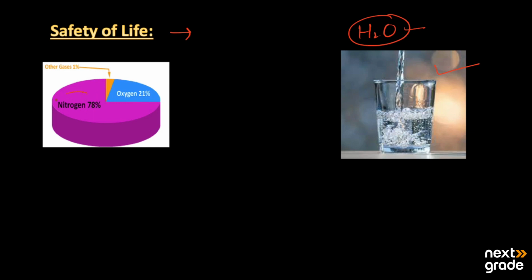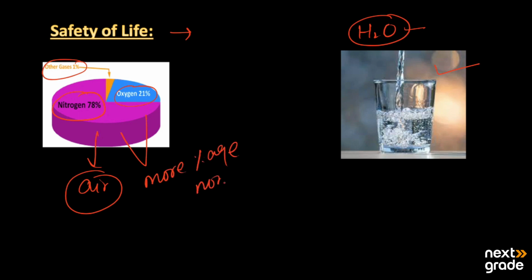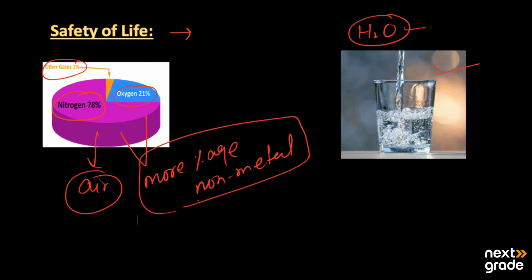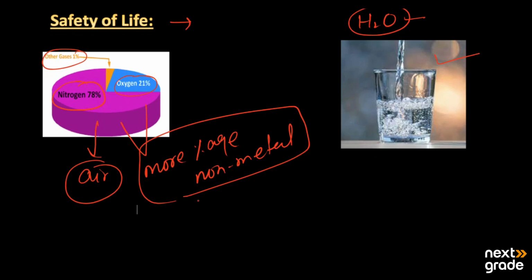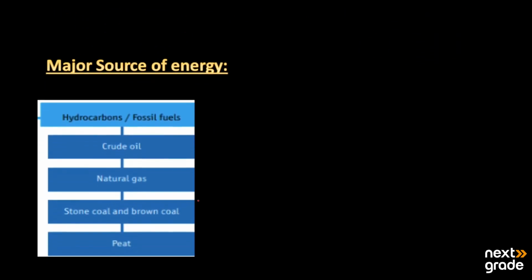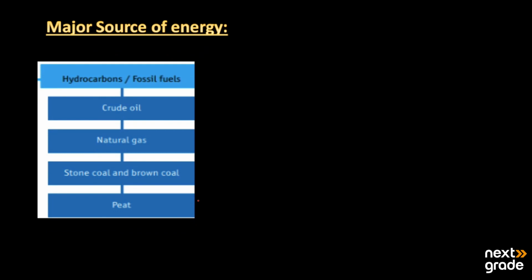On the other hand, when we talk about nitrogen, the percentage of nitrogen in the air is 78%, oxygen is 21%, and the other gases are 1%. So the percentage of non-metals makes up the different compounds over the earth's crust that are very important for human beings, for the better survival of life. Lastly, they are the major source of energy.